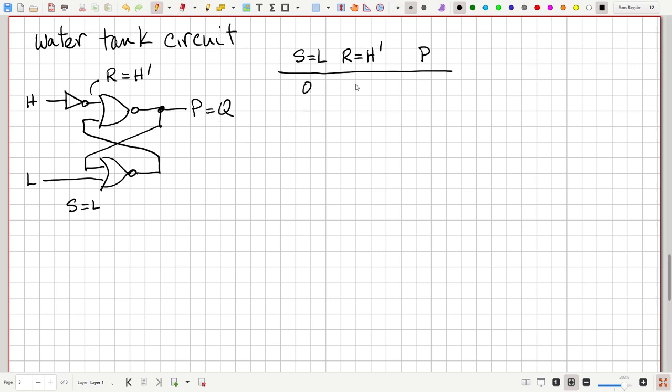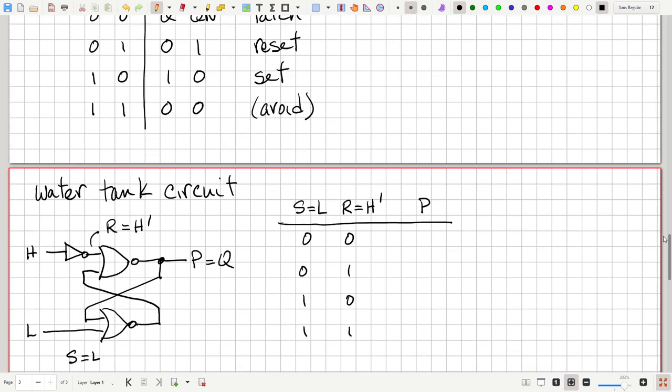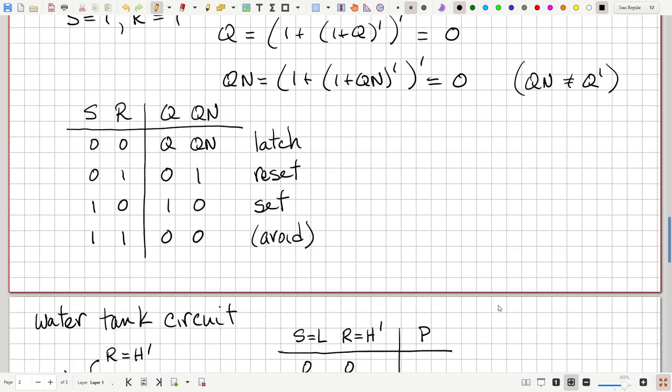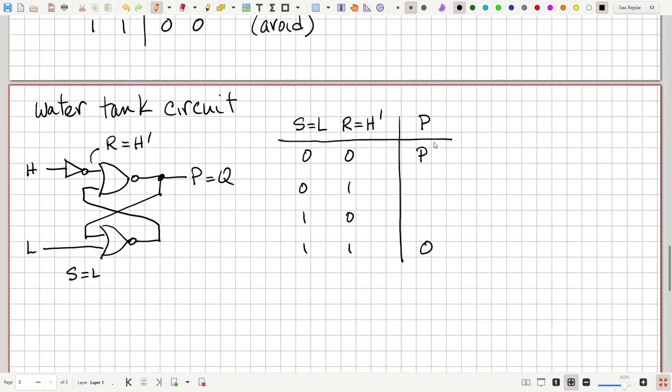All right, let's put our values: 0, 0, 0, 1, 1, 0, and 1, 1. So remember, at that 1, 1, that is the avoid state. And the Q output, which is P, is going to be 0 there. The 0, 0 state, well, that's the latch state. So Q maintains its current value, so P will maintain its current value. Now S is 0 and R is 1. That's the reset state, where P goes to 0 because it's equal to Q. Q goes to 0. And 1, 0, that's the set state, so P goes to 1. Again, this is avoid.